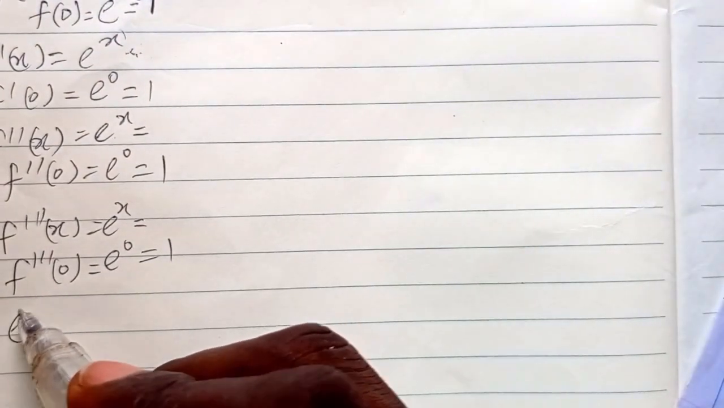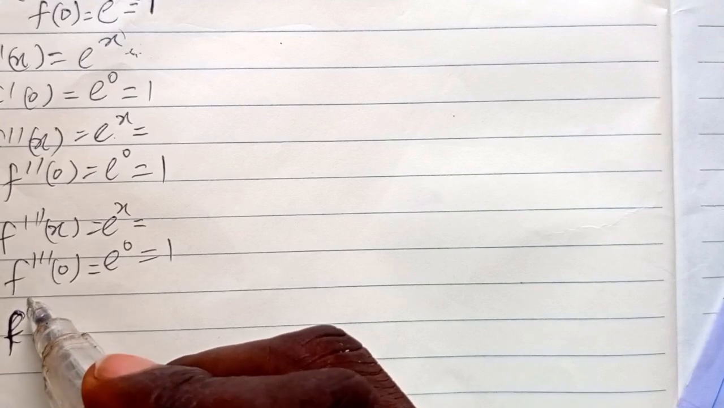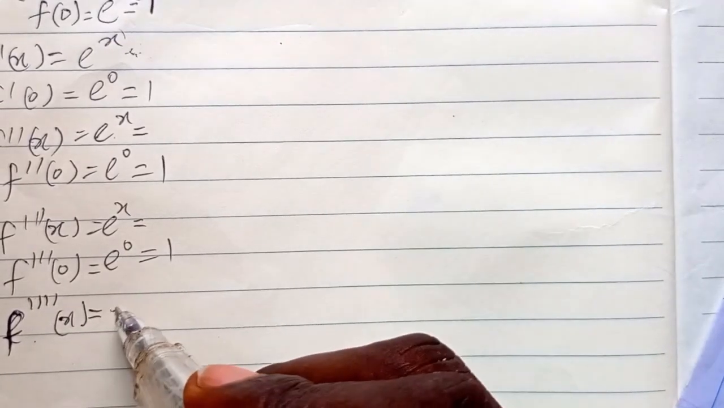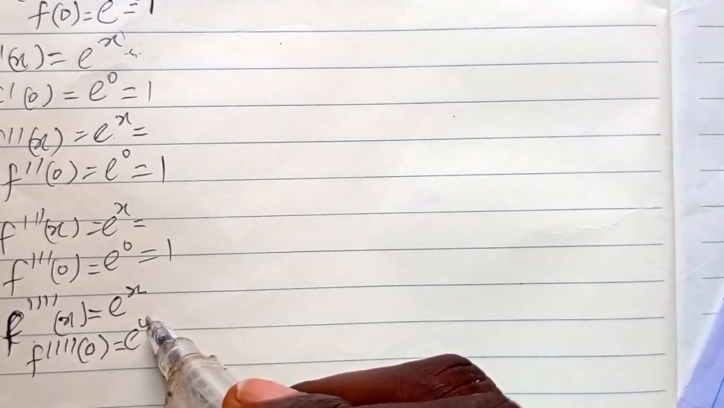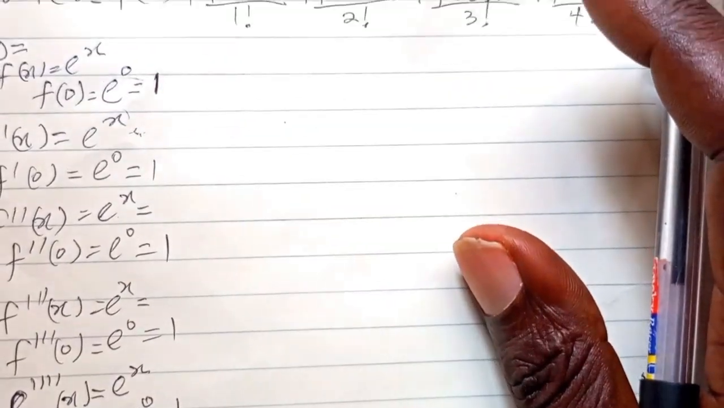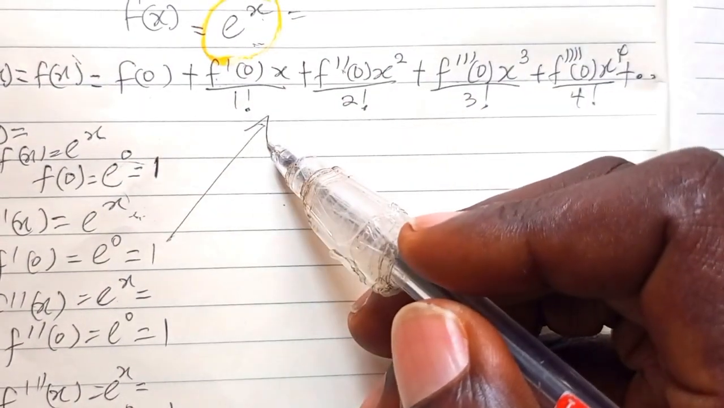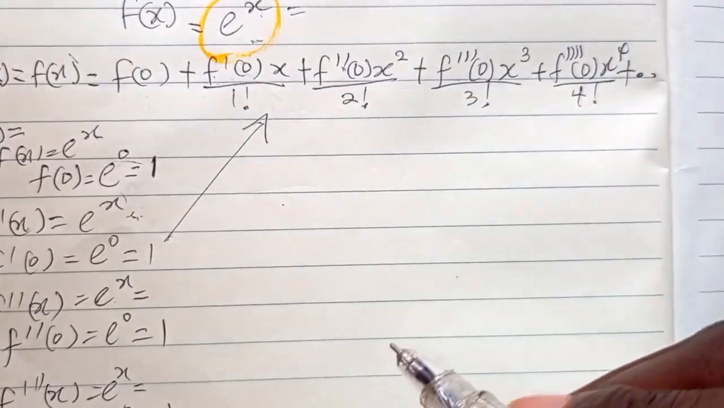So let me just do the fourth one, then we'll put all the values together. So f prime prime prime of x will still give me e to the power x. Then I'm going to put 0 there, that will still be 1. Then all these answers now, I'm going to put them together and slot it into this formula here. Slot it here. Anything I get to be the Maclaurin series.